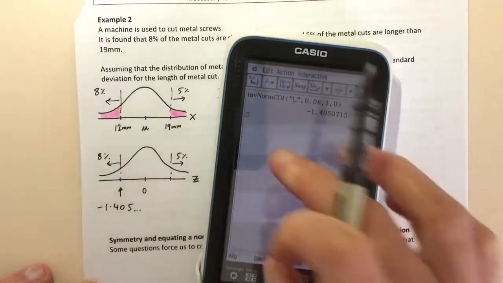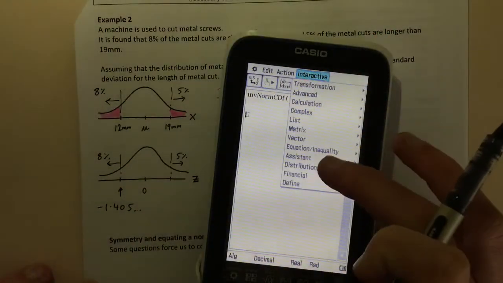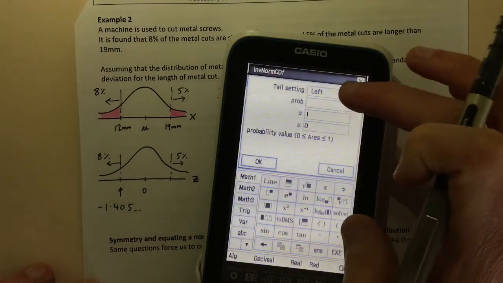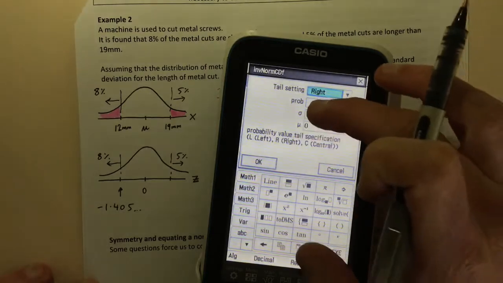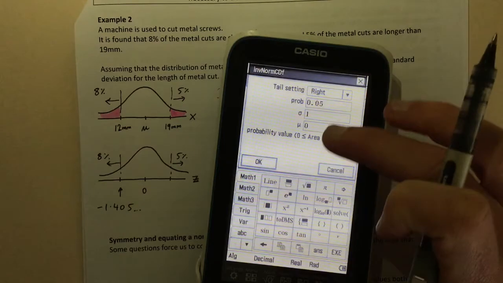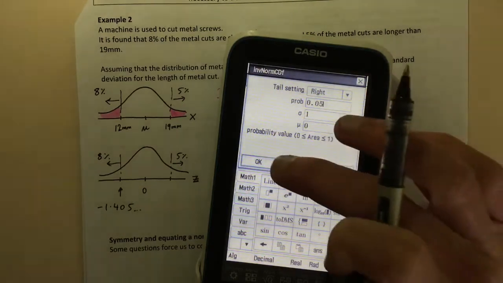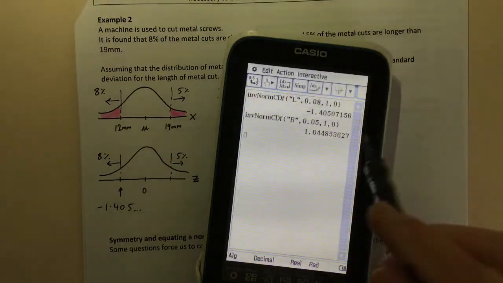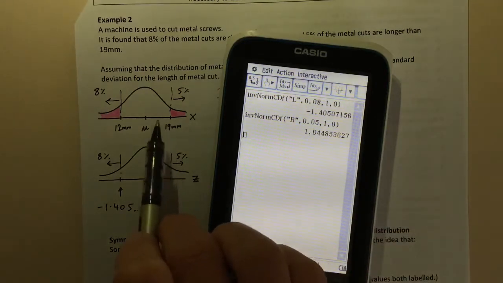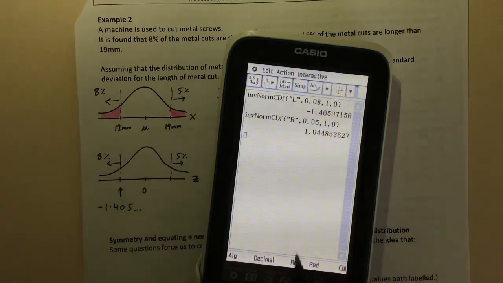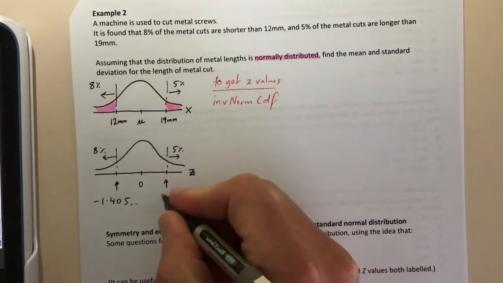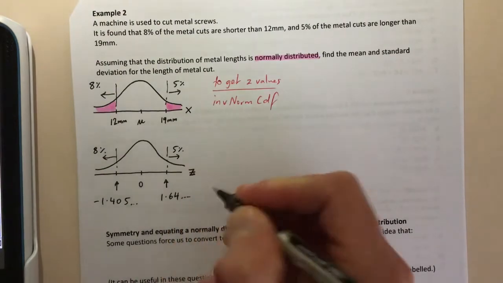Then, for the X value of 19 millimeters, I know I've got 5% of the distribution above 19 millimeters. So if I do the same thing here using inverse norm, but this time I say my tail setting's to the right because it's 5% above this particular number. Put in the probability as 0.05 because that's 5%. Again, leaving the standard deviation as 1 and the mean as 0, and hit OK. I get my standard score, my Z value for 19 millimeters, and that is 1.64 and so on. And again, I'm going to keep the full number in my calculator. So it's 1.64, dot, dot, dot, dot.